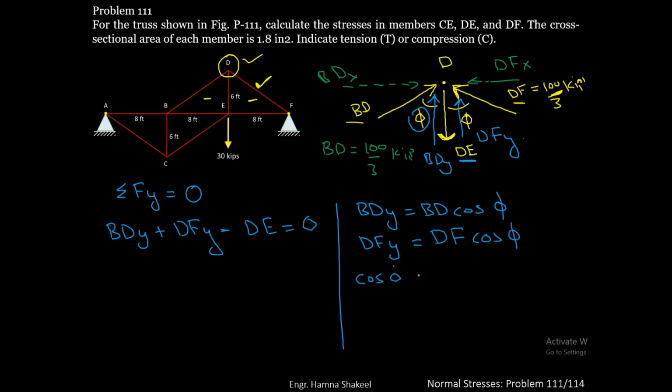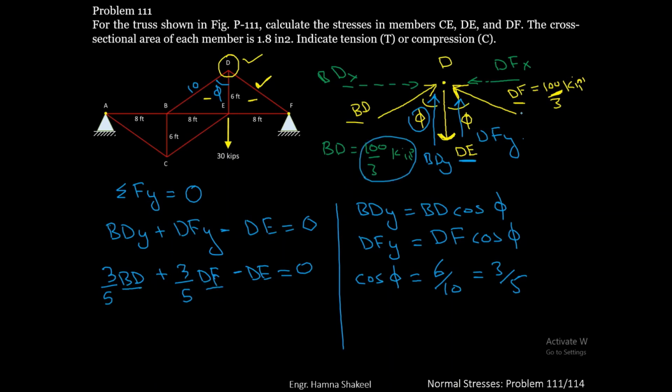You have to find the value of cos of phi. So this is your angle phi. This length will be 10 and cos of phi is equal to 6 by 10, which is equal to 3 by 5. So this equation will become 3 by 5 BD plus 3 by 5 DF minus DE equals 0. The value of BD and DF is 100 by 3. Put it in the equation. DE will be equal to 40 kips.